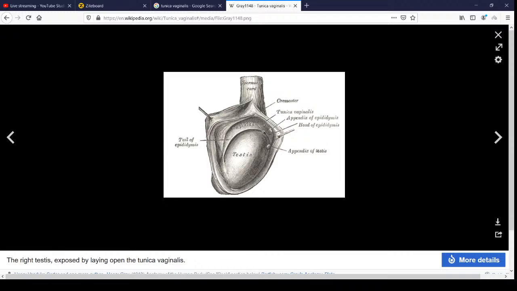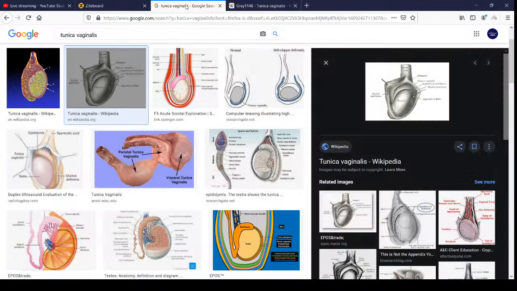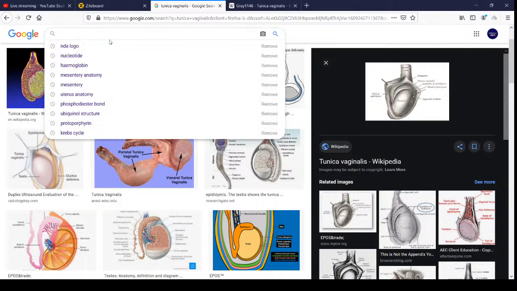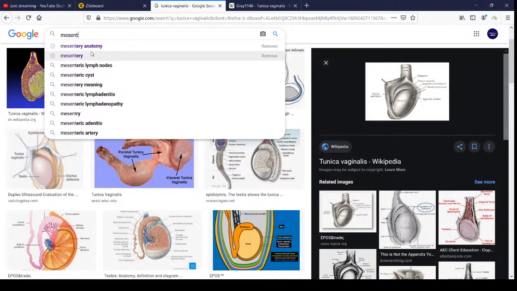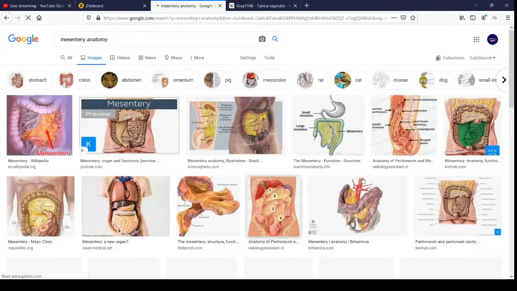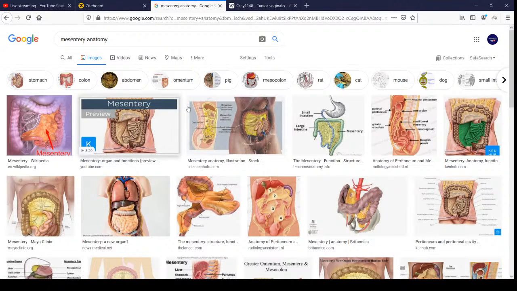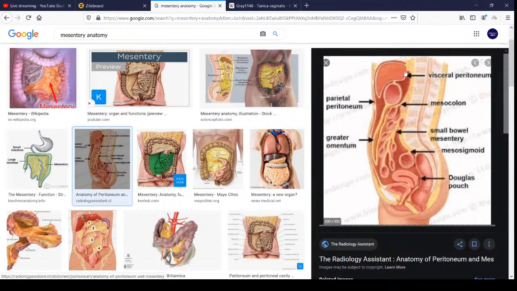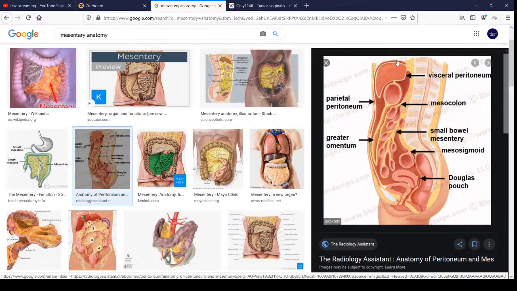So this is your tunica vaginalis. This is the visceral peritoneal membrane. If you haven't learned about the peritoneum, or if you want to check the image of a peritoneal cavity, I'll just show you the mesentery image. In class 11th, you may have learned it, but I don't think in detail, the anatomy of the mesentery. This is how a mesentery looks. These are the folds of the peritoneum. So this is your parietal peritoneum.